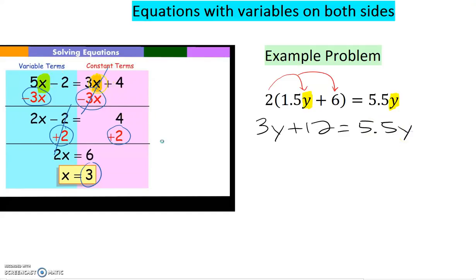Now, I mentioned it over here. If we subtracted 3y from both sides, well, it would be 5.5 minus 3. That would give us a positive answer. If we did the opposite, if we subtracted the 5.5y from both sides, that would give us a negative answer. And in this case, I want to show you something. If we did this, what would happen? Well, we would have a negative 2.5y plus 12.